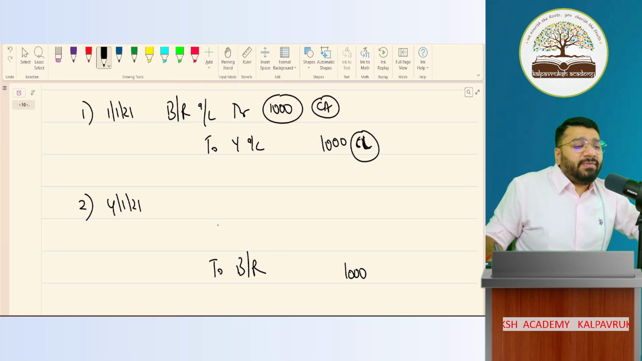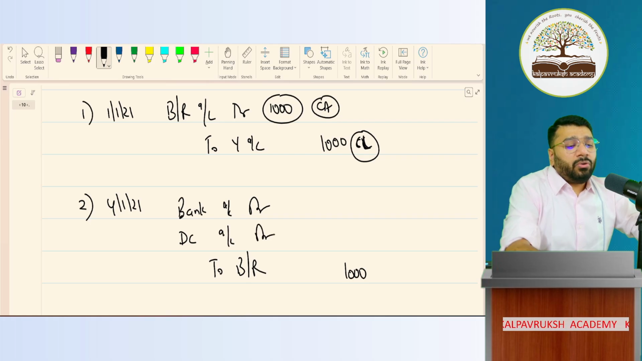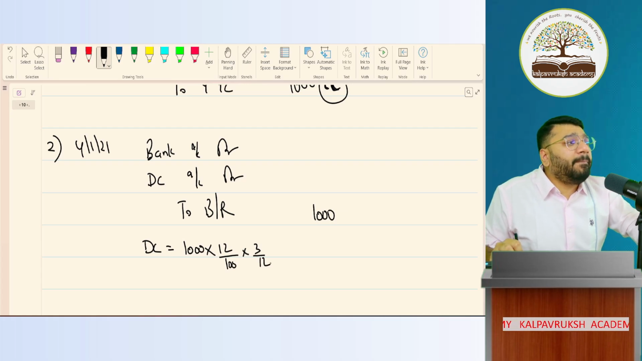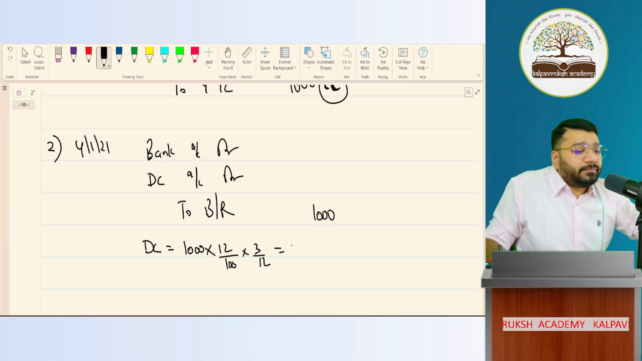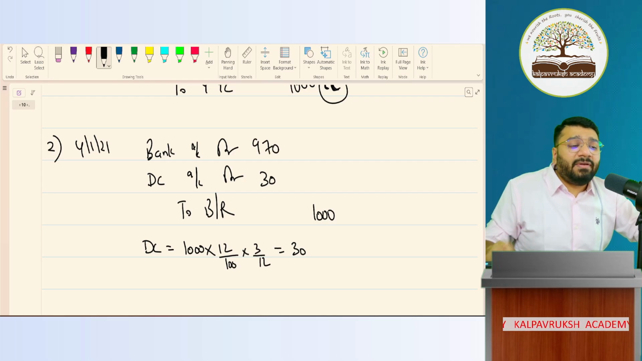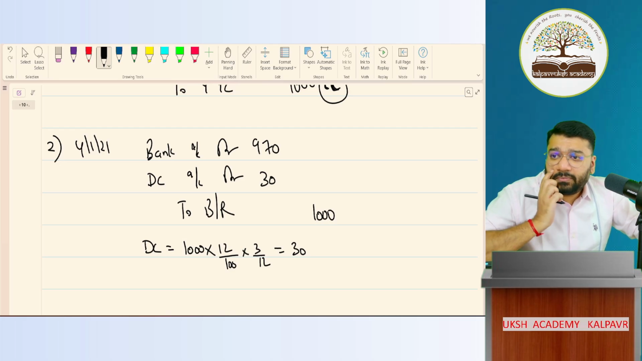Against that, what am I receiving? Money in bank account. And the money I'm not receiving is called discounting charges. Now, can we calculate this? Discounting charge is equal to 1000 into 12 by 100 into 3 by 12. We are getting this finance from the bank for 3 months credit period. How much is it? 30. So out of 1000, if 30 is discounting charges, then how much money have you received? 970 you received. Any problem so far? Easy.